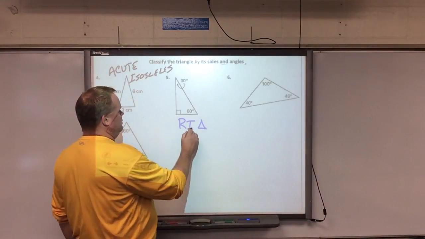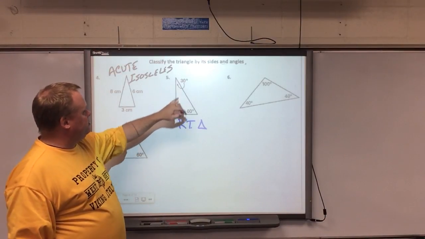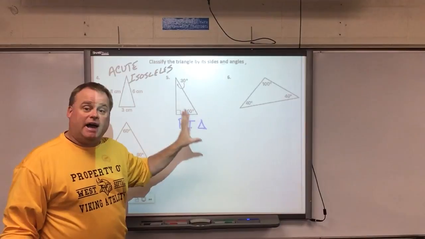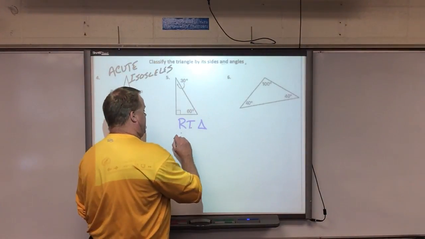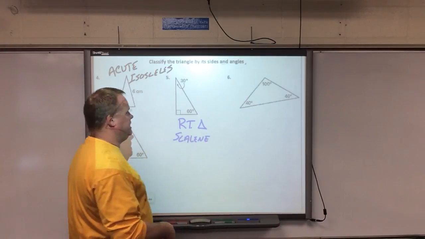The next one, I have a right angle in there, so I know it's a right triangle. And then also, I've got a 60, a 30, and a 90, so none of the sides are going to match, so it's also going to be a scalene. No sides will match.